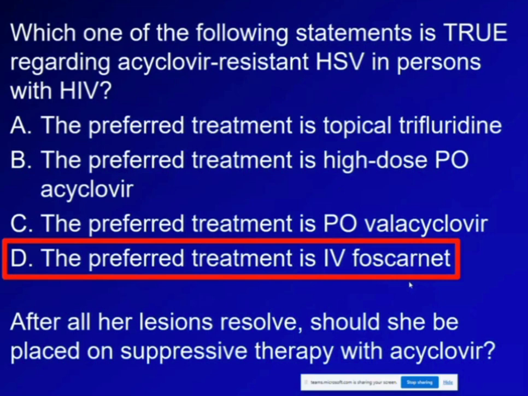So let me ask you this. You put her on IV foscarnet, and after all her lesions resolve, should she be placed on suppressive therapy with acyclovir?